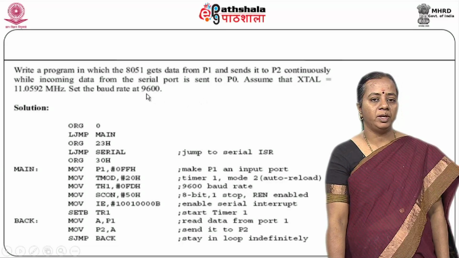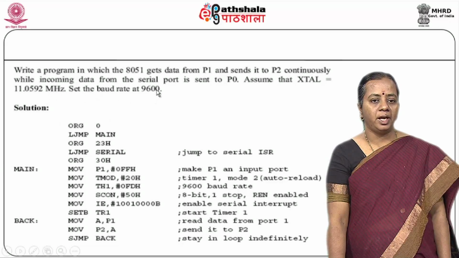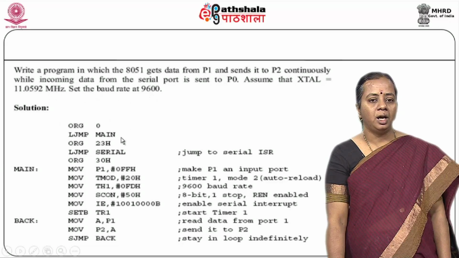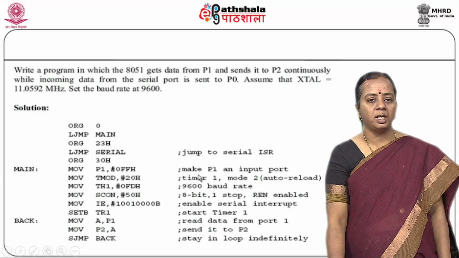So, here it has been given 9600, because the baud rate has to be set, I need to look at what is the oscillator also. So, if it is 9600 as the baud rate, I know very well I need to set FD in my TH1. So, in the main, first I made P1 as 0FFH, which makes it an input port.